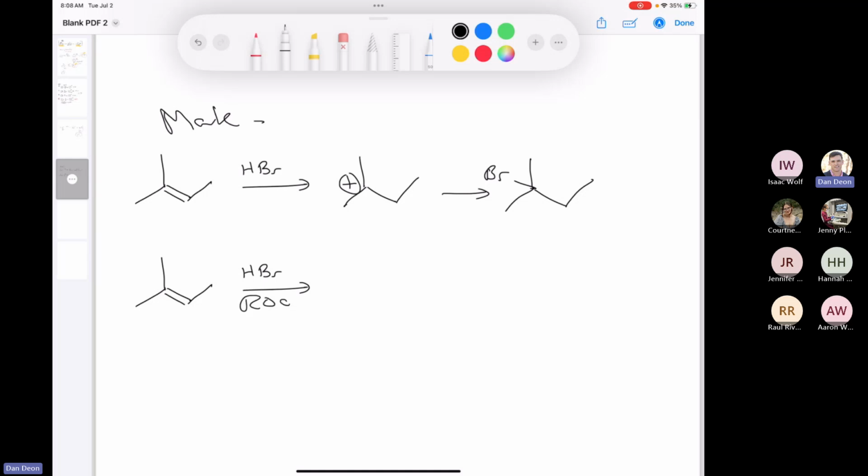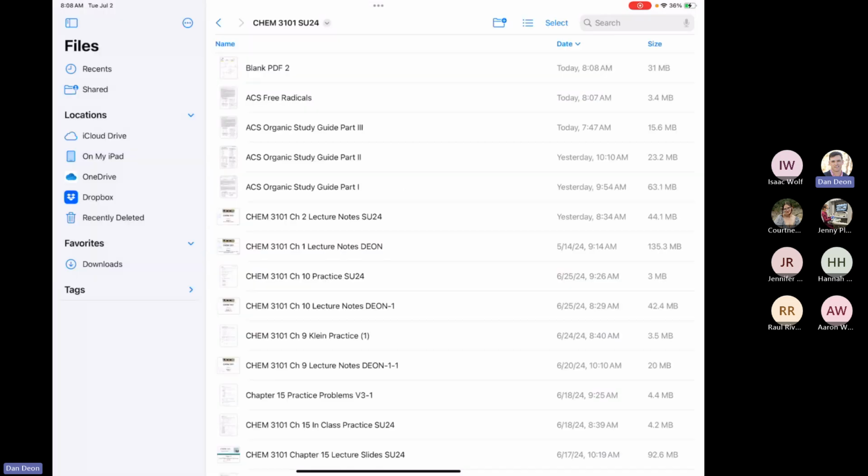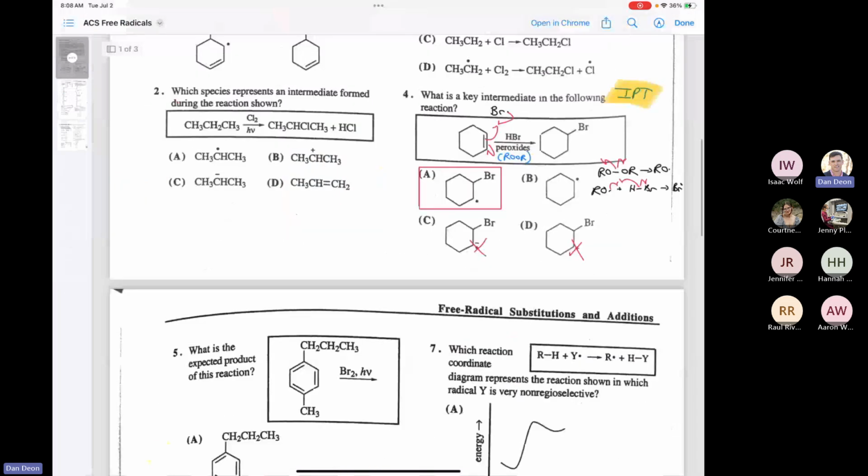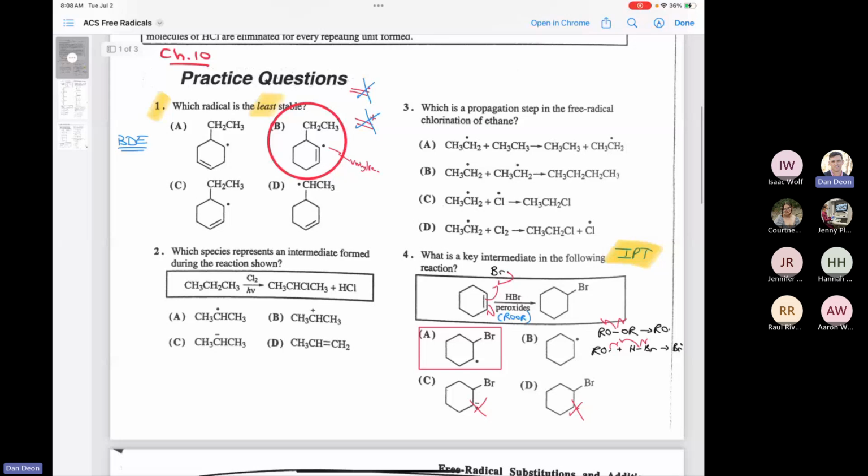But when you add peroxides, the first thing that happens is the bromine adds first, so that you get the most stable radical, and then you do a hydrogen abstraction, and you end up with anti-Markovnikov. So if you have to go back and review those steps of the mechanism, I would recommend doing that. All right, let's go back here to some radical chemistry. So we've covered number 1, we've covered number 4.